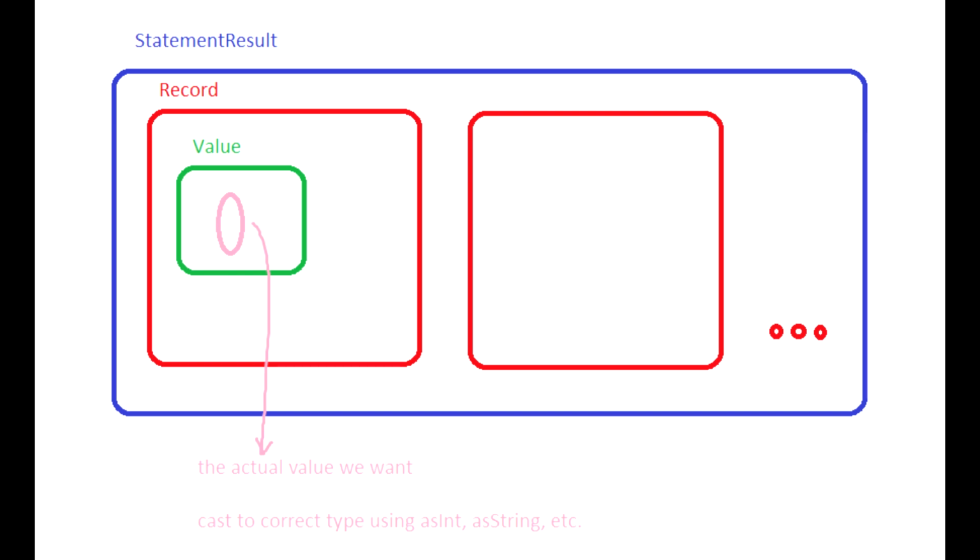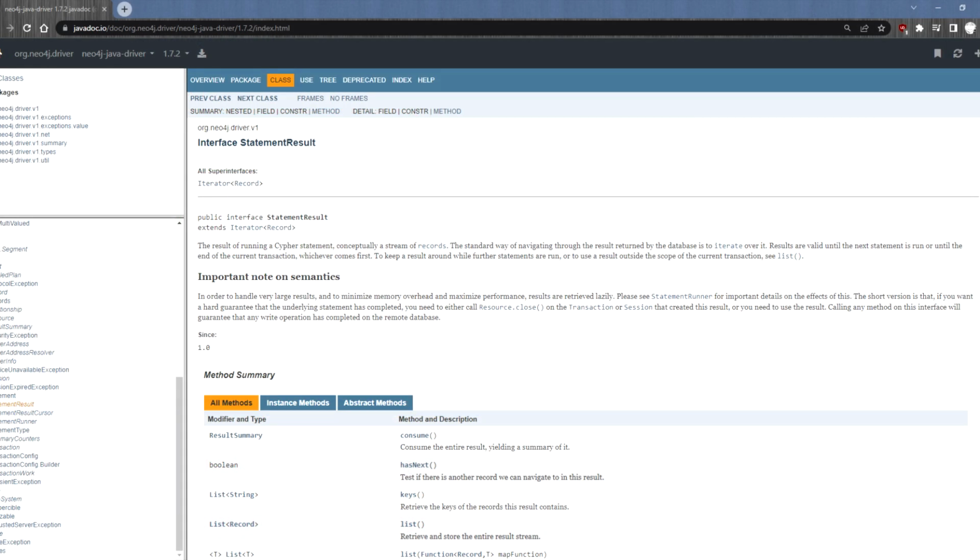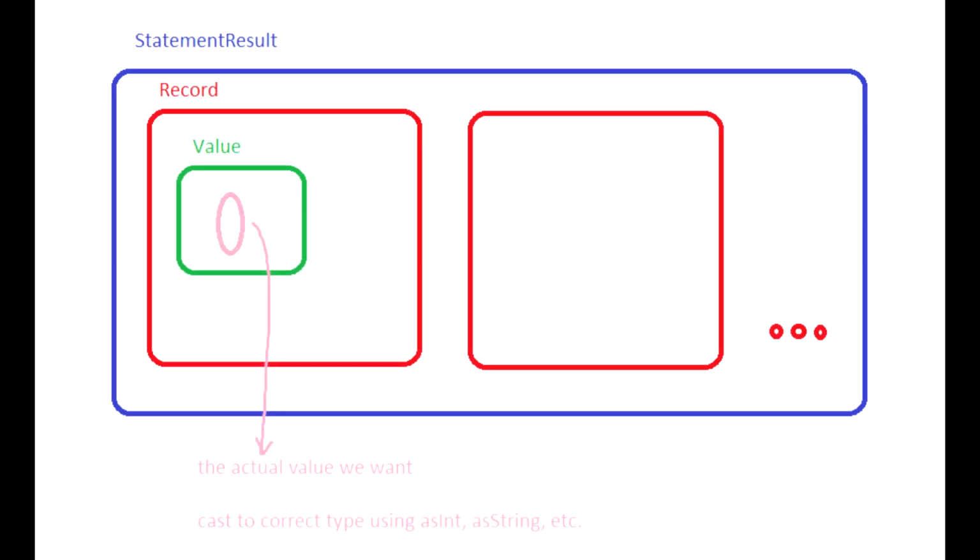This is yet another wrapper class. We use the get method on the record with parameter 0. This is one more wrapper class called Value, which you then convert to the desired output value using methods like asInt, asString, etc. There are Java doc files for StatementResult, Record, and Value on the internet. I've put the links in the description. Note, if you have more than one result returned from your query, then your StatementResult would consist of more than one record, and as noted previously, you can iterate over the records inside a StatementResult.